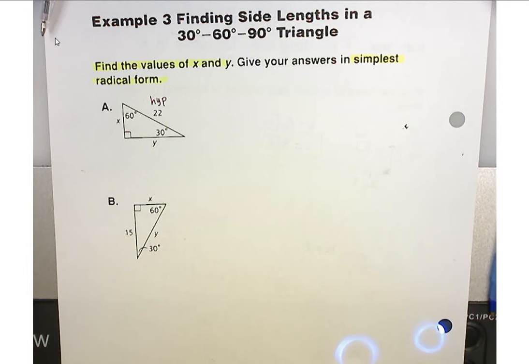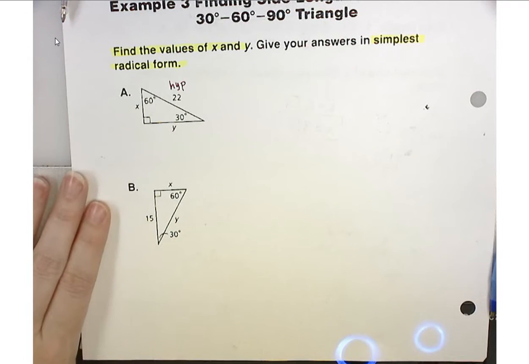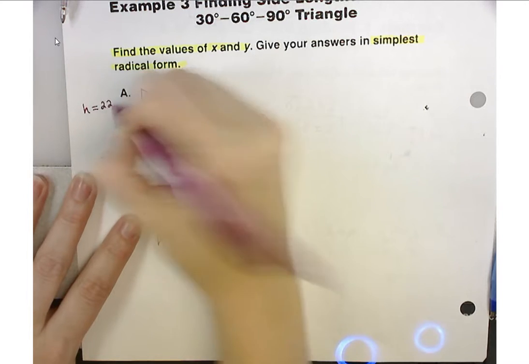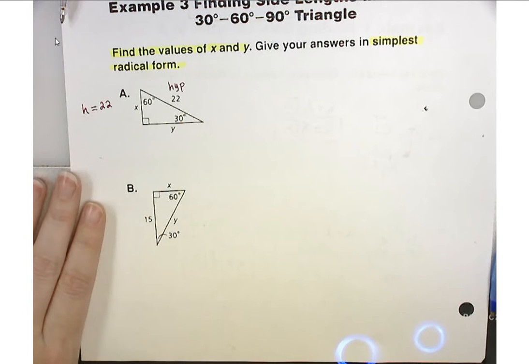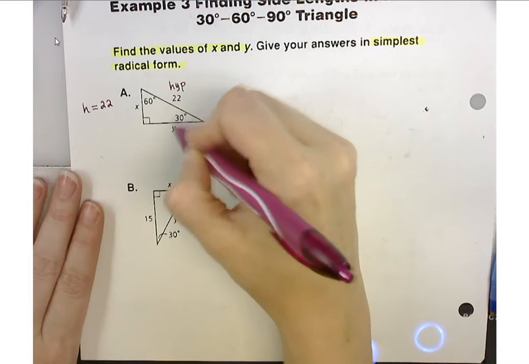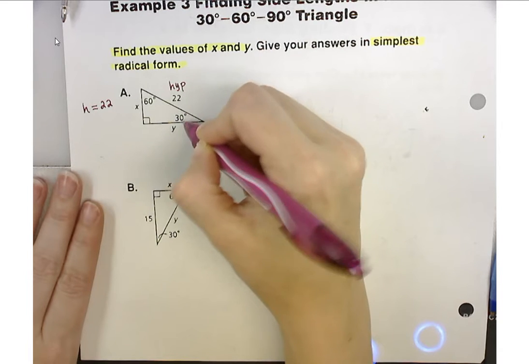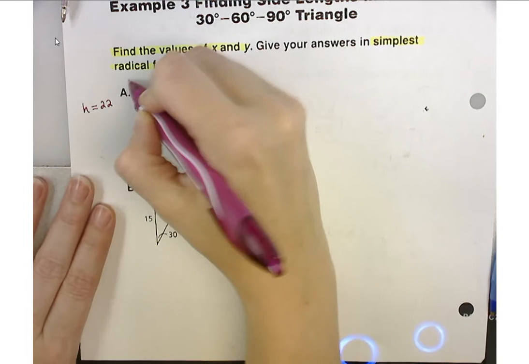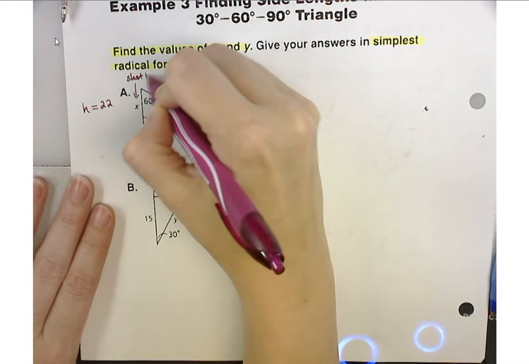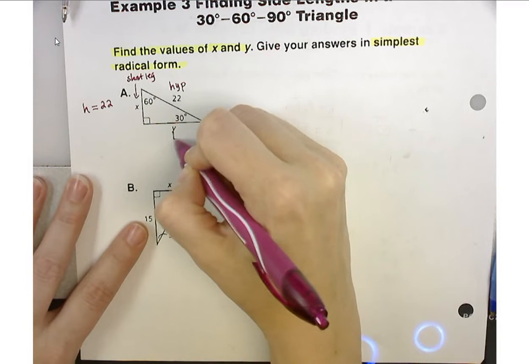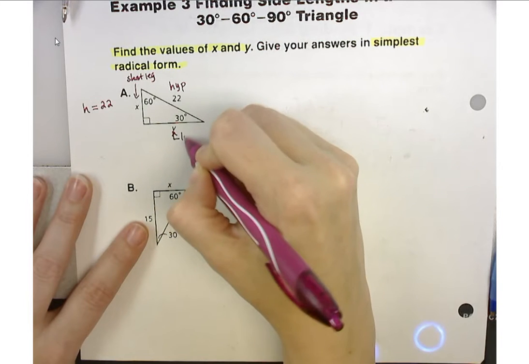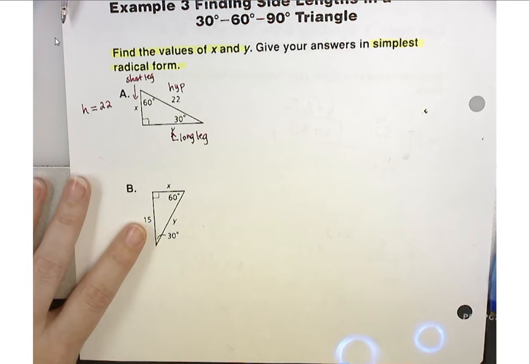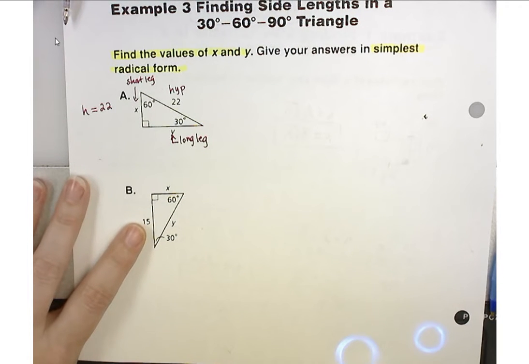Now to the side, I'm just going to write what each thing represents. So hypotenuse H is going to be 22. To find the short leg, I'm going to look at my angles. If this is 30, then this means this is the short leg. This is across from 60, which makes this the long leg. Okay, so it's all about those angles.